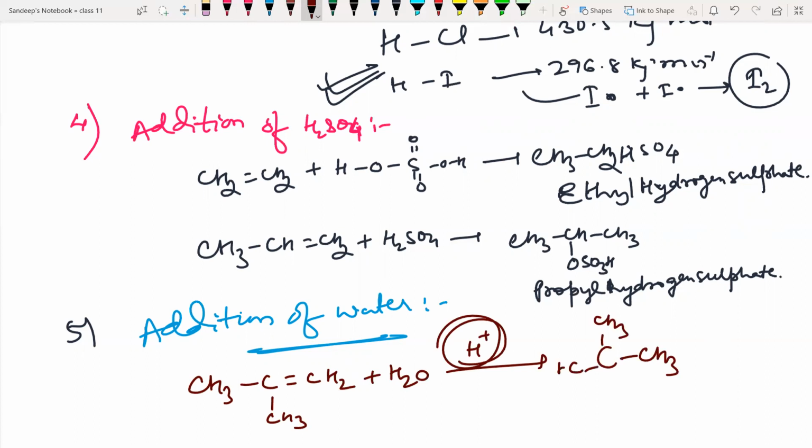So the methyl group comes at the 2 position. The negative part of the reagent goes to that carbon which has the lesser number of hydrogens. So this carbon has no hydrogen, so there it will attach. So it will form 2-methyl propan-2-ol, or tertiary butanol, tertiary butyl alcohol. So this is according to Markovnikov's rule addition.